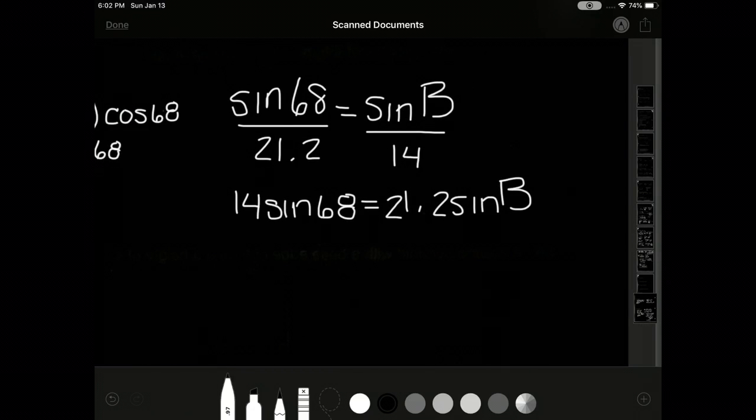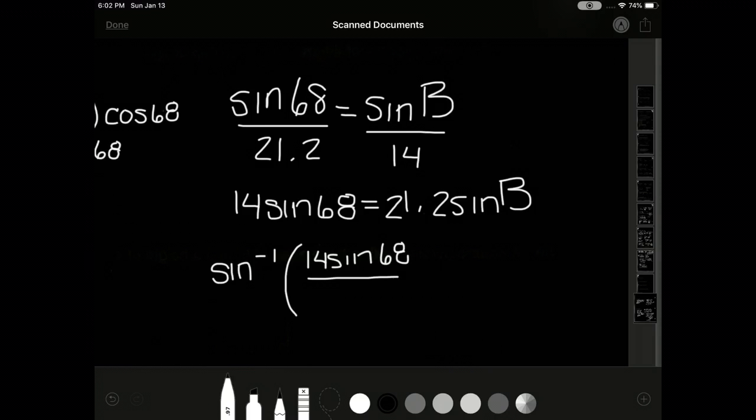And then we need to divide by 21.2, but we also need to take the sine inverse. So what actually gets put into your calculator is the sine inverse of 14 sine 68 divided by 21.2 equals B.